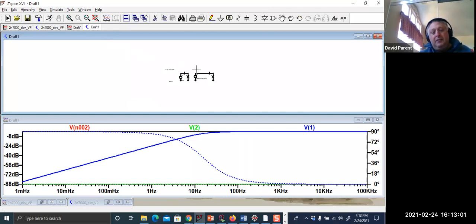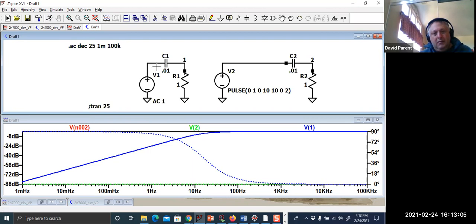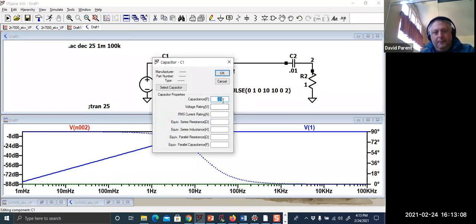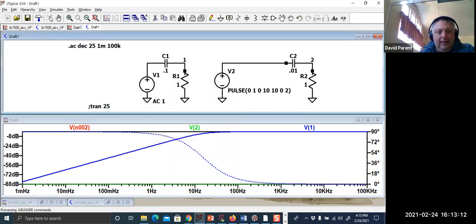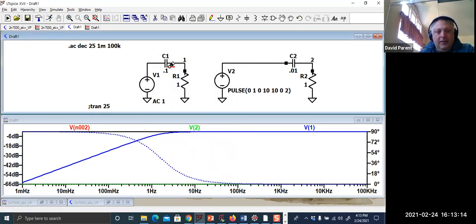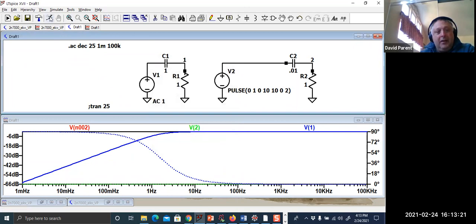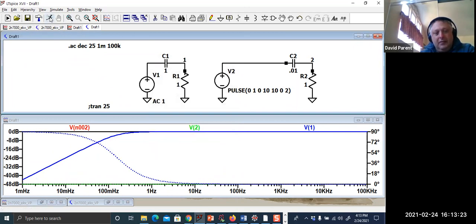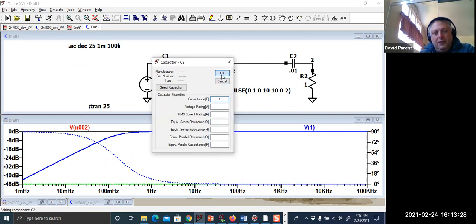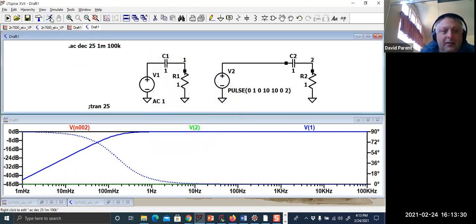Now we get the high pass. And I keep changing it, so the breakpoint changes. It's just the denominator changing the function. All right, so what will this look like in the time domain?